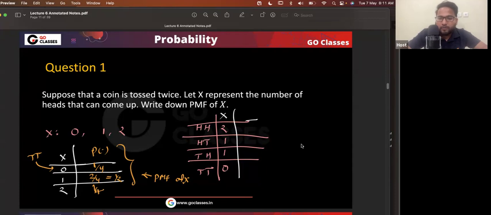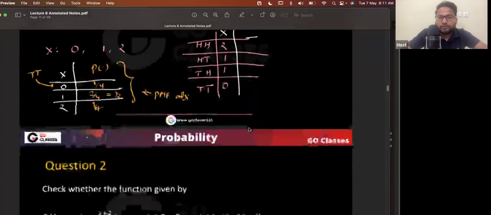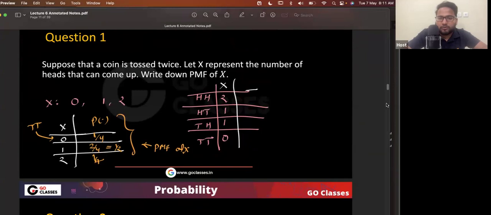Now, what they're saying next is to write down the PMF. PMF means what is the probability that it takes the value, for example, 2, or the probability that it takes the value, for example, 1, like that. So we need to write down all the probabilities. I think that's easy. What is the probability that it takes the value 0, which means there is no head, only tails, so it is 1 by 4. That's how we solve this question.